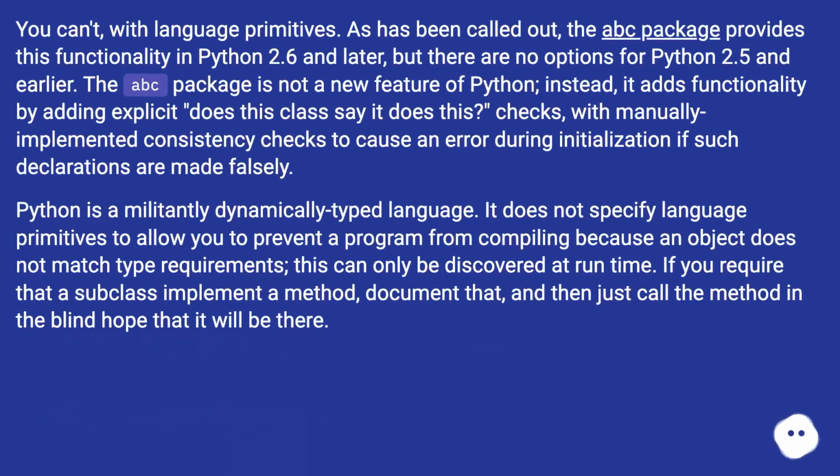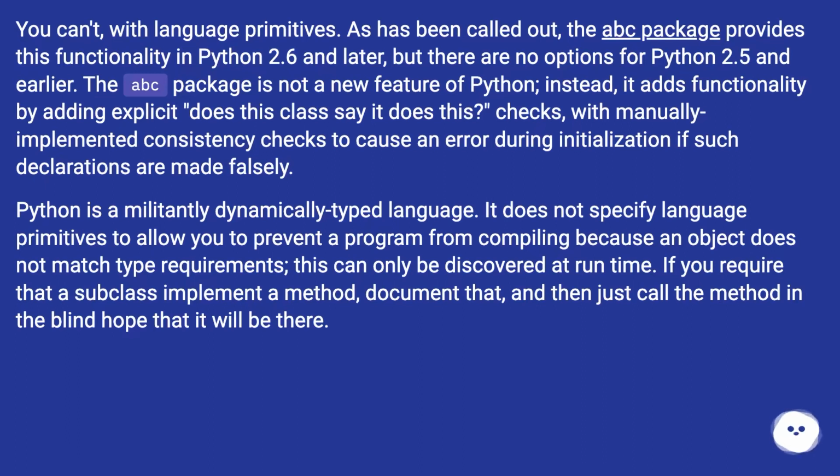You can't, with language primitives. As has been called out, the ABC package provides this functionality in Python 2.6 and later, but there are no options for Python 2.5 and earlier. The ABC package is not a new feature of Python. Instead, it adds functionality by adding explicit "does this class say it does this?" checks, with manually implemented consistency checks to cause an error during initialization if such declarations are made falsely.